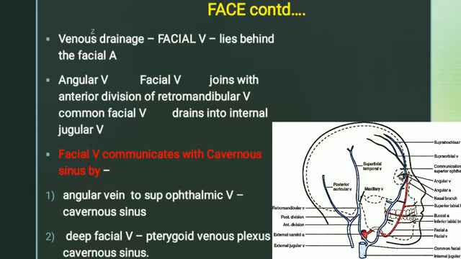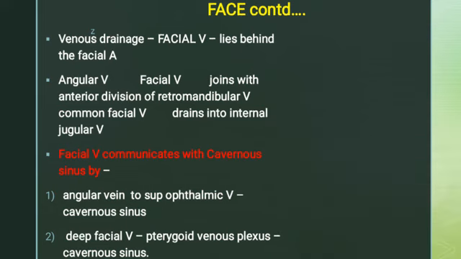The most important thing is, it communicates with the cavernous sinus by two important routes: through the angular vein and superior ophthalmic vein, and through the deep facial vein and pterygoid venous plexus. The facial vein being valveless, any infection from the dangerous area of the face can easily spread in a retrograde manner into the cavernous sinus through this route and cause cavernous sinus infection.